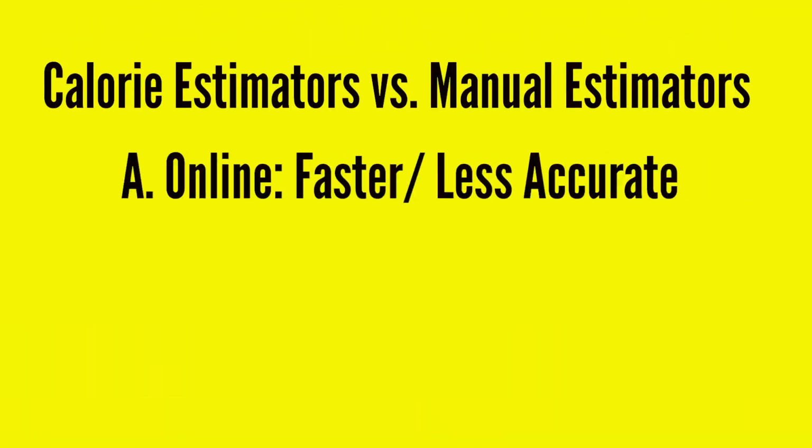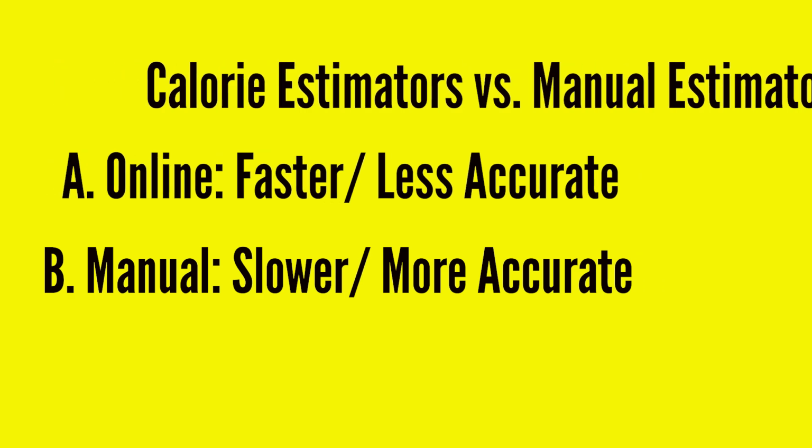There's 2 ways to calculate your maintenance calories. That's going to be an online calculator or by manual food tracking. Online calculators are faster but less accurate, and manual food tracking is slower but more accurate. For the sake of this video, we're going to stick with manual food tracking because it's more accurate.